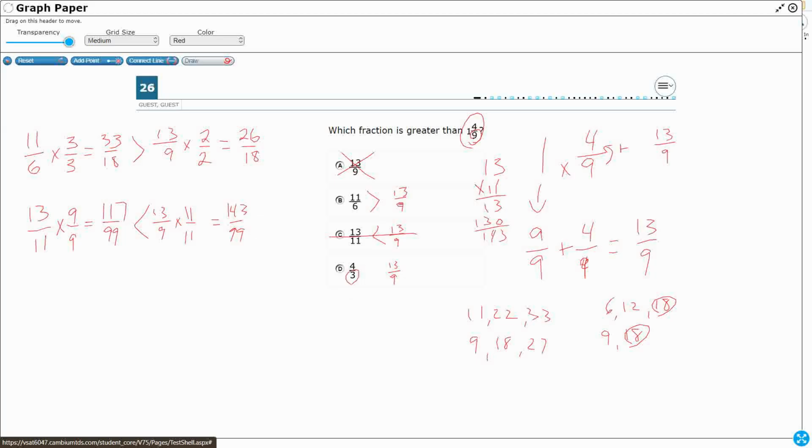Now this 4/3 is going to be a little bit easier because if I do my 3, 6, 9, I can change my thirds into ninths, and I don't need to change my ninths. So I'm just going to leave that as 13/9. I'm going to change my 4/3 times something to equal ninths. That's going to be 3/3. So that's less than. Those are not going to work, so my answer here is B.